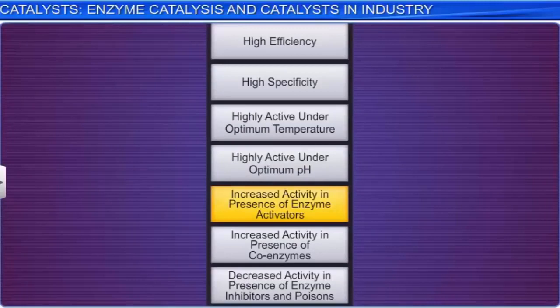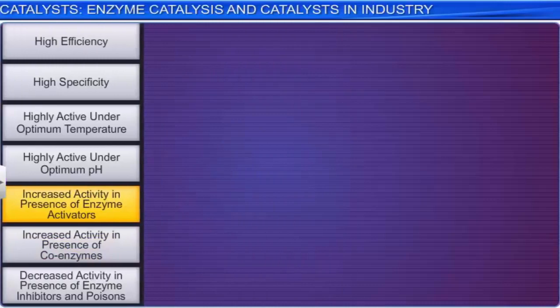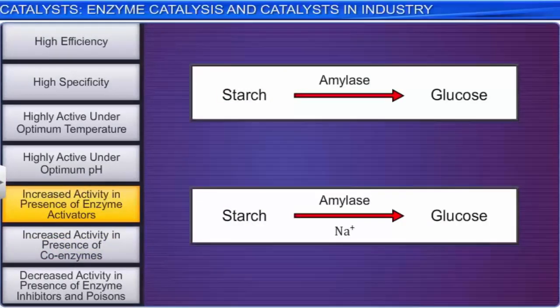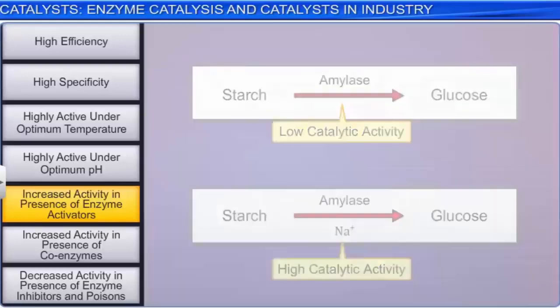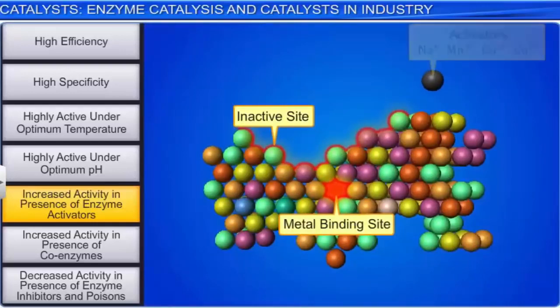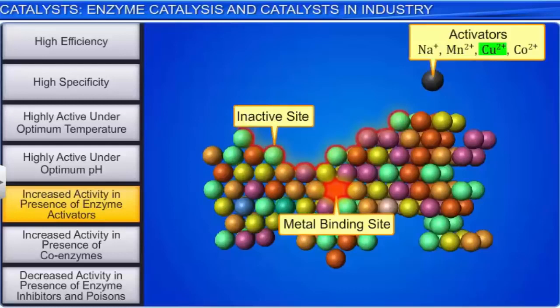Let us now learn about enzyme activators and coenzymes. In the conversion of starch into glucose, the enzyme amylase shows high catalytic activity in the presence of sodium ions provided by sodium chloride. Activators are generally metal ions, such as sodium ion, manganese ion, copper ion, and cobalt ion. These metal ions form weak bonds with enzymes and increase their catalytic activity.